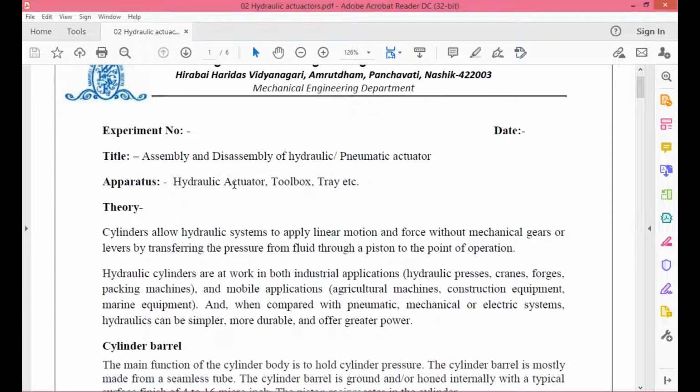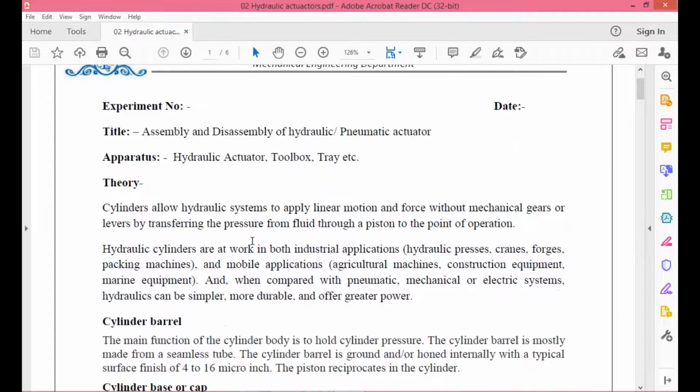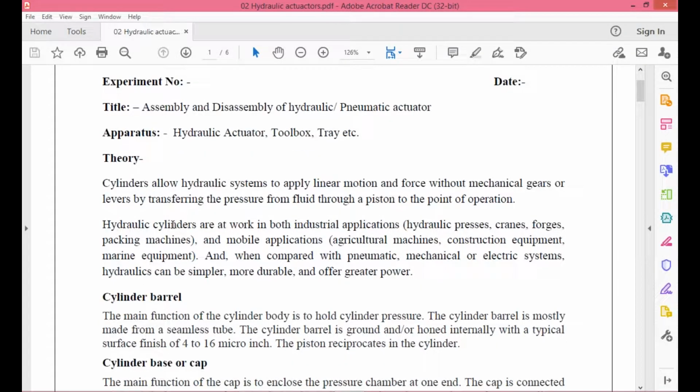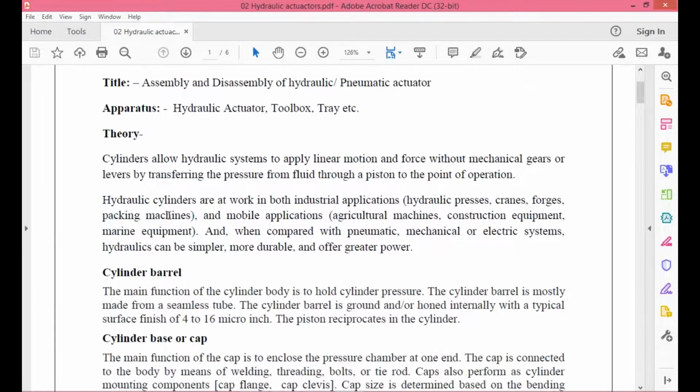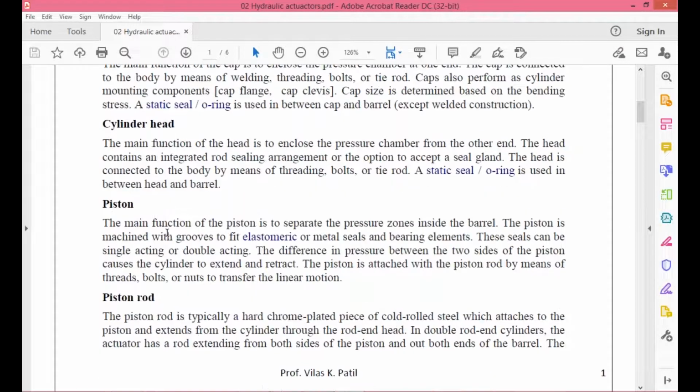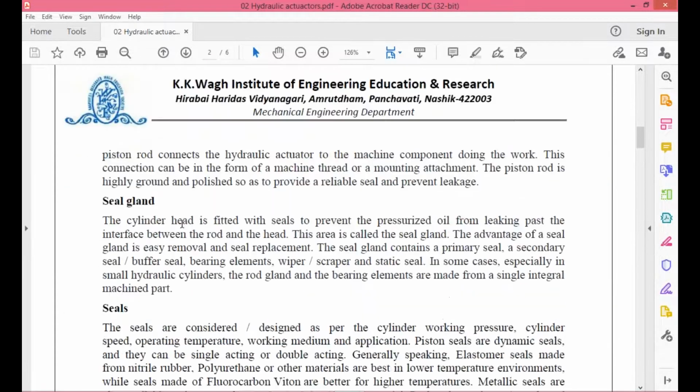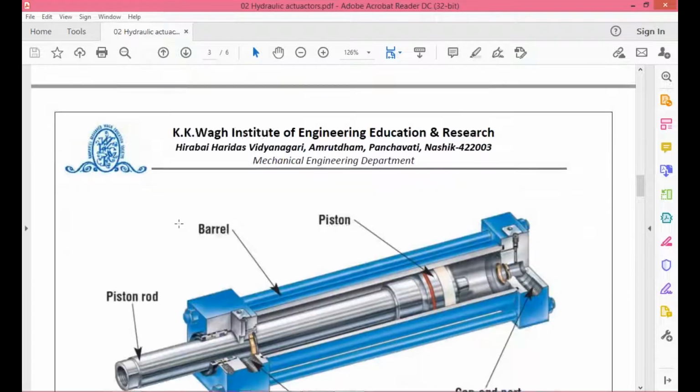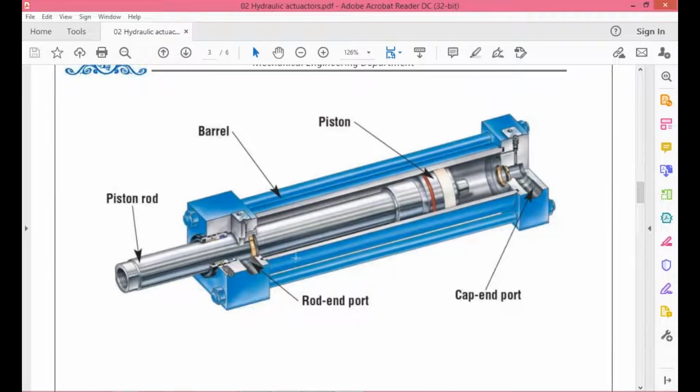The apparatus is a pneumatic actuator or hydraulic actuator, toolbox, tray, etc. So some theory is present. You can read this theory: the cylindrical barrel, cylindrical head, piston rod, and what is the use of each, right? So this is a typical cross section of this hydraulic or pneumatic actuator.